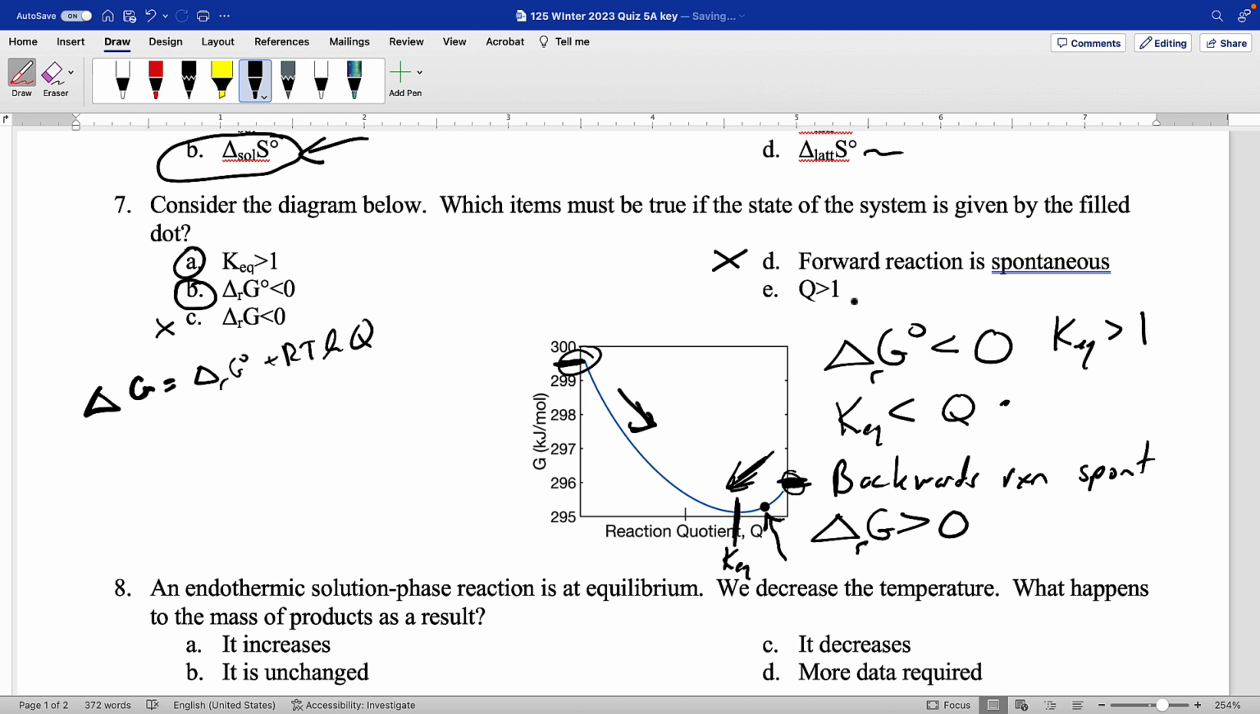Okay, is Q greater than 1? Yes, we can see this. I mean, we can see that we're on the right-hand side of the diagram, so yeah, Q is greater than 1. But we can also see this because we know K is greater than 1, and we know Q is greater than K. So that means that Q is also greater than 1.